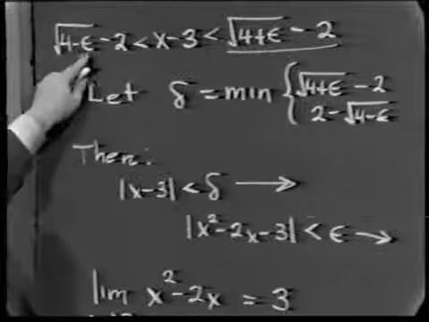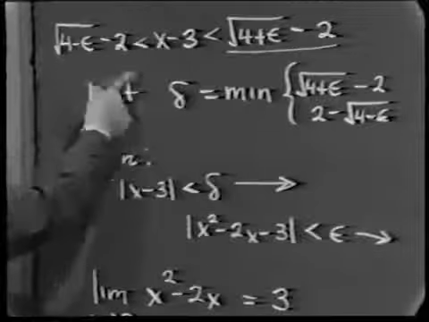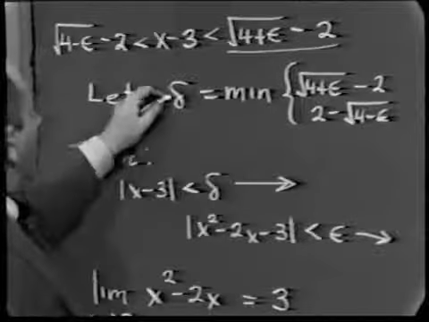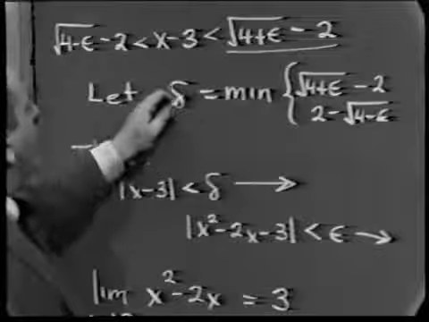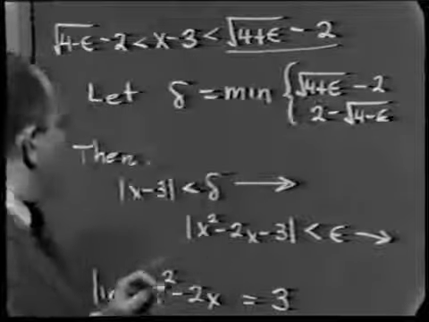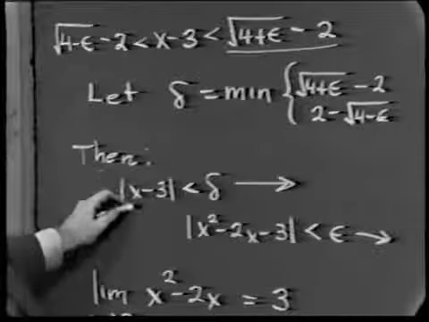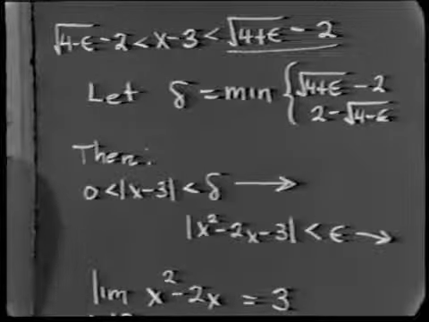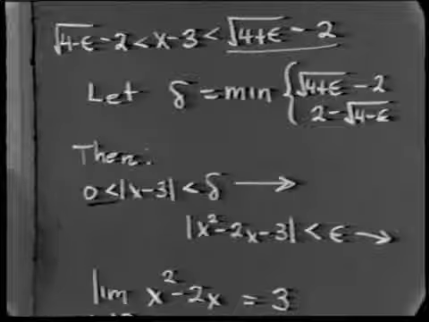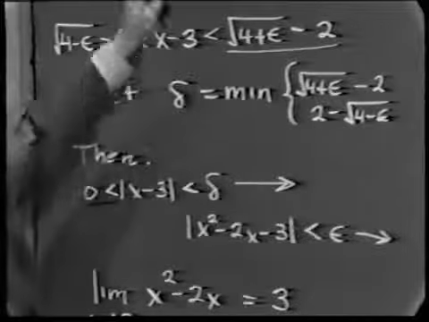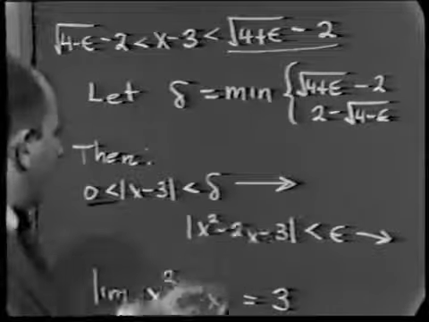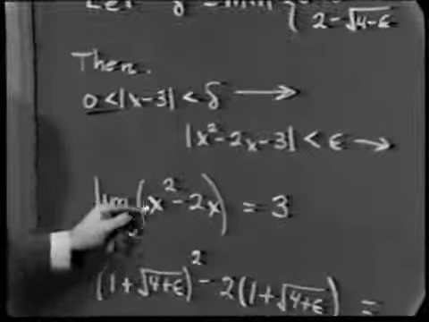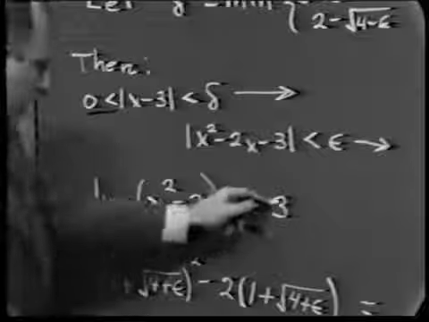And since delta has to be positive, if this thing is negative, 2 minus the square root of 4 minus epsilon will be positive. So to solve this problem, I simply choose delta to be the minimum of these two numbers. And then, by definition, what do I have? That when the absolute value of x minus 3 is less than delta, and at the same time, and this is crucial, greater than 0, in other words, we never let x equal 3, for this choice of delta, by how we work backwards, this will come out to be less than epsilon. And that is exactly what we mean by our formal definition of saying that the limit of x squared minus 2x as x approaches 3, in this case, equals 3.